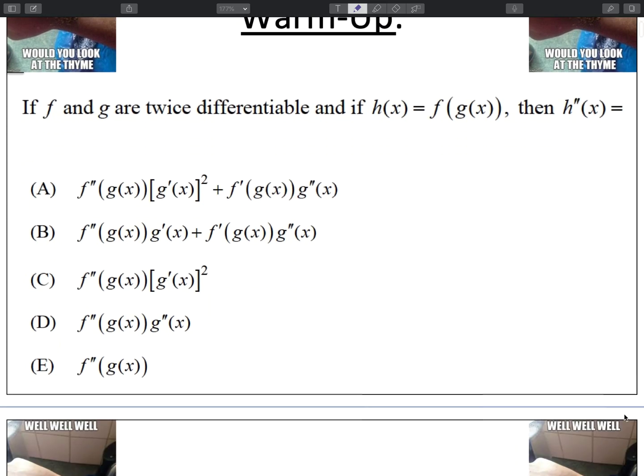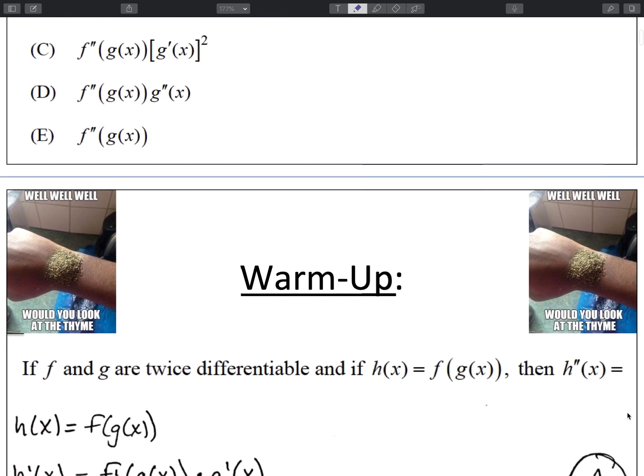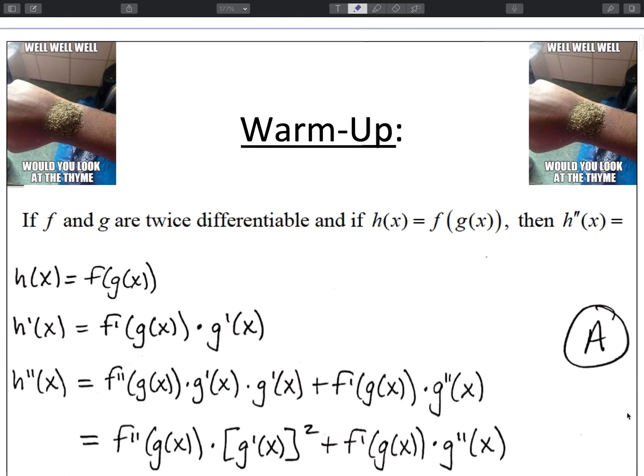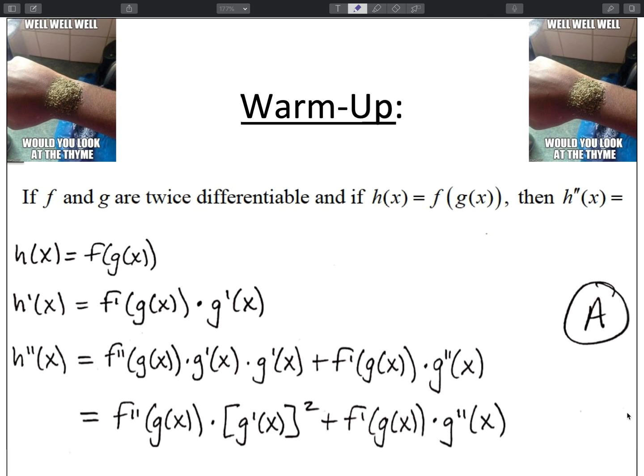All right, hopefully you had a chance to try it. So in terms of solution, the answer was A. How you go about it is, well, it's going to be the chain rule, right? We know that in this case, if we start with h as f of g, then h prime is going to be f prime of g times g prime. If you take a derivative of that, you're going to run into chain rule and product rule.